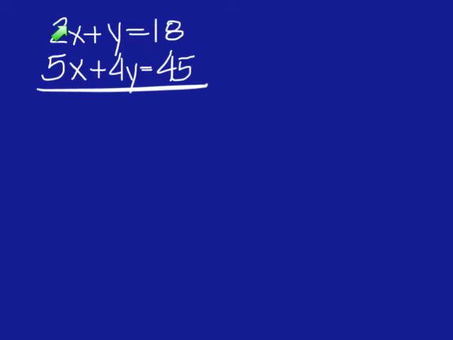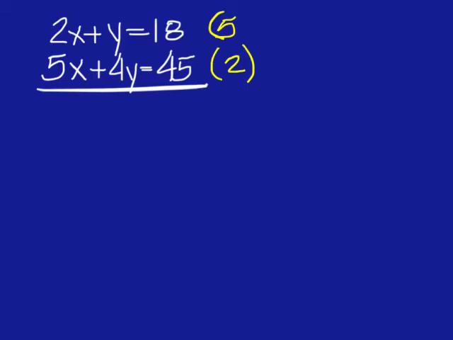Look out here. You have a 2 and a 5. The least common multiple is 10. I would have to multiply 2 by 5 to get 10 and 5 by 2 to get 10. So that's why I multiply the top equation by 5 and the bottom one by 2.